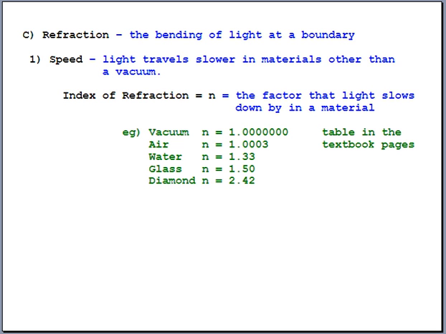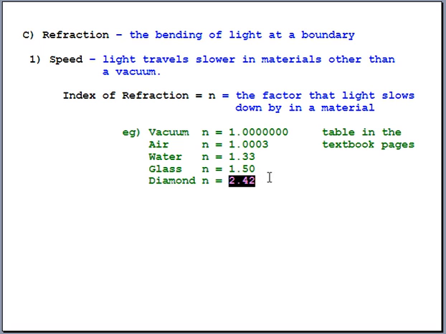Here's a list of about 5 of them. There's a bigger list that's actually in your textbook pages, and these are not numbers that you memorize. You can just look them up whenever you need them. In the vacuum of space, the index of refraction is exactly 1. Light doesn't slow down in a vacuum, but in every other material it does. Now, worth noting, in air, it barely slows down. To 3 sig figs, which is where we usually play, it pretty much looks like 1. So we're going to use a value of 1 for the index of refraction for air because it just won't make any difference. But for water, I can see light slows down by a factor of 1.33.